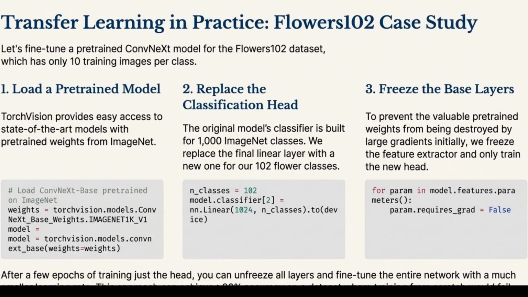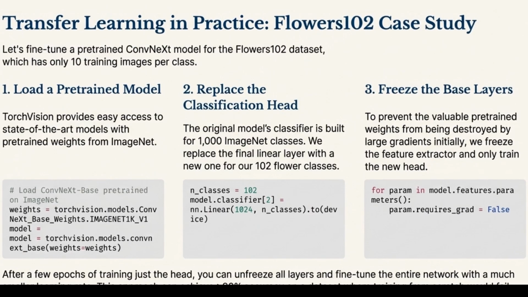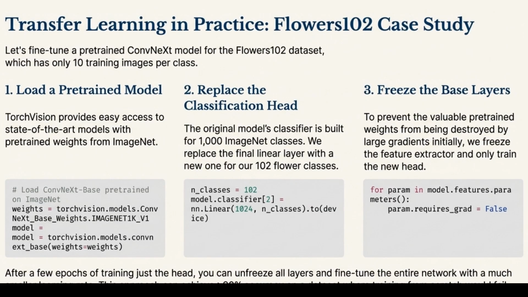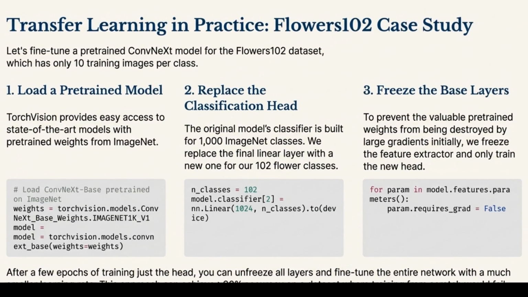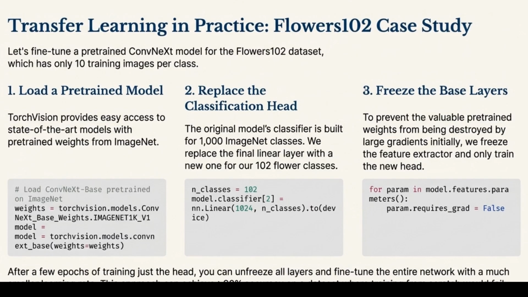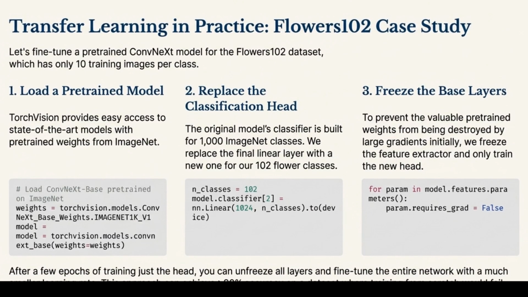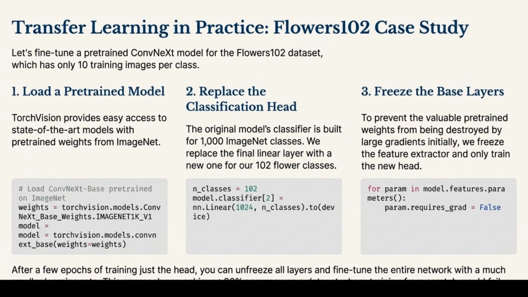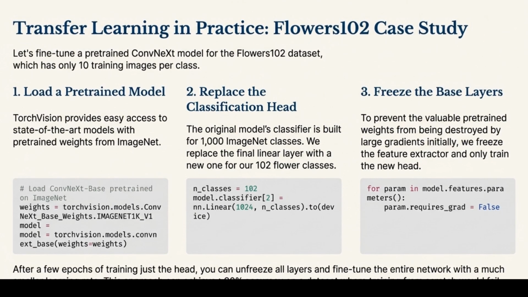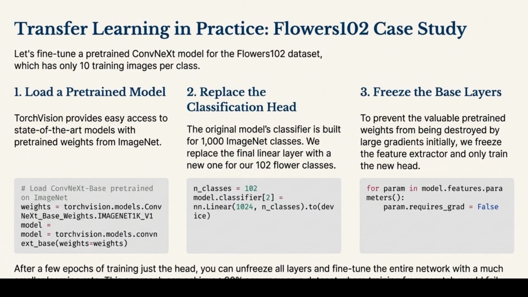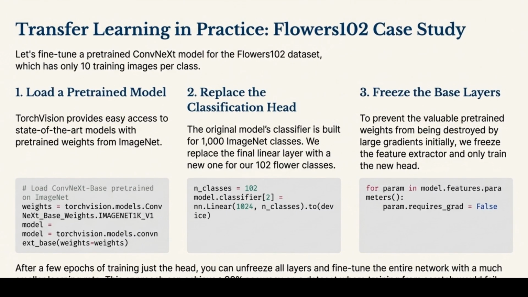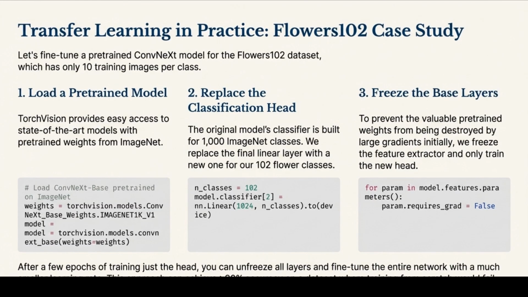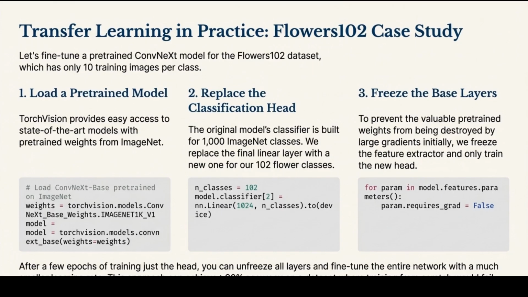Step 3, which is critical for protecting the model, is to freeze the base layers. We iterate through the parameters of the feature extractor, model.features, and set their requires_grad property to False. This prevents their weights from being updated by the large initial gradients, ensuring the valuable generic features are preserved. After training only the new head for a few epochs, the final step involves unfreezing all layers and running a final, gentle fine-tuning phase with a very small learning rate, which allows the generic features to subtly adapt to the specific custom data. This approach is the gold standard, achieving high accuracy where training from scratch would fail entirely.